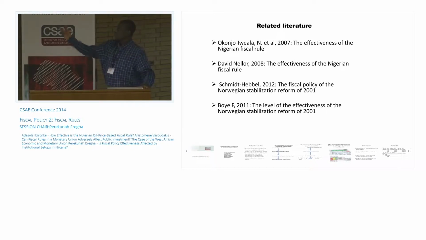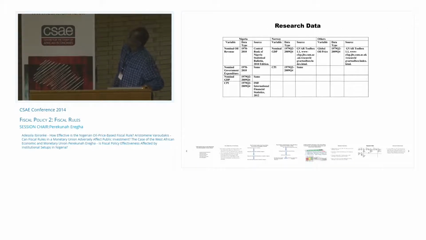So these are the data used in the study. Annual data on revenue and expenditure. Then quarterly data on GDP and the global oil price. The comparison of the Norwegian policy and the Nigerian fiscal rule is done with the quarterly data, while the relationship before and after the fiscal rule was introduced is done with the annual data.